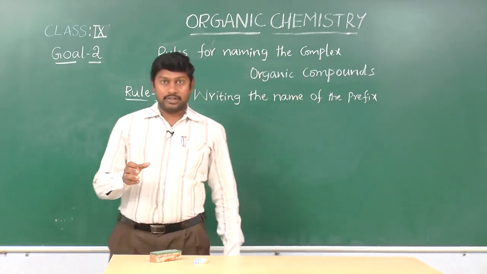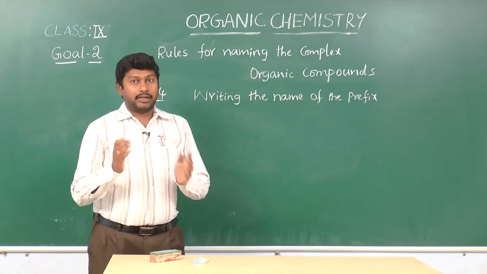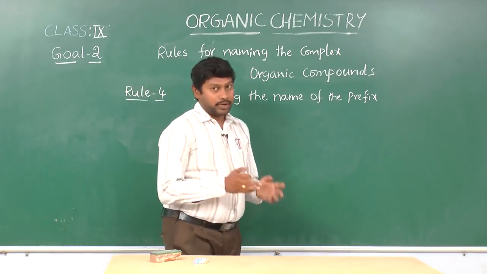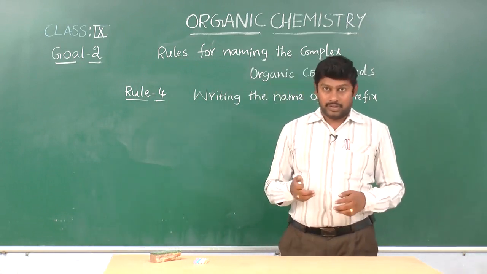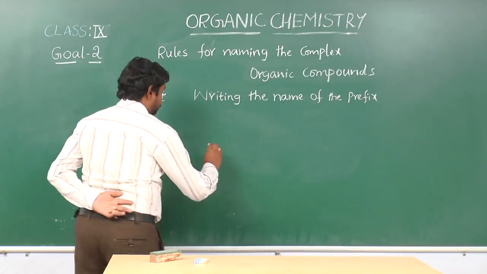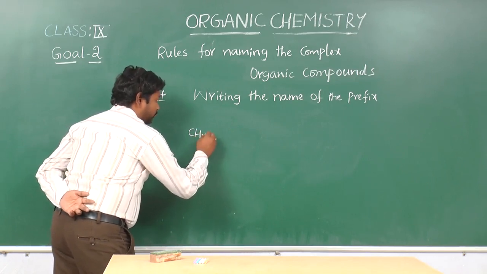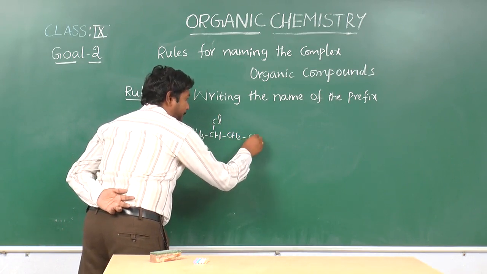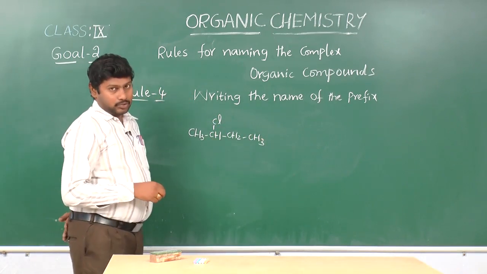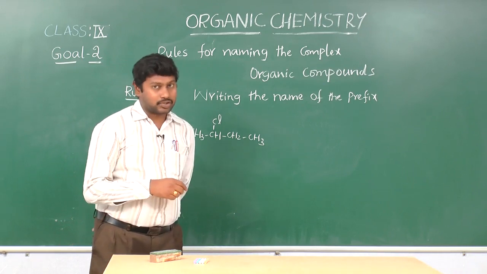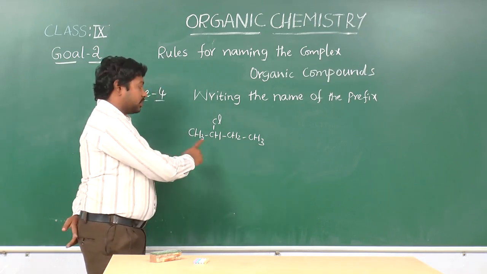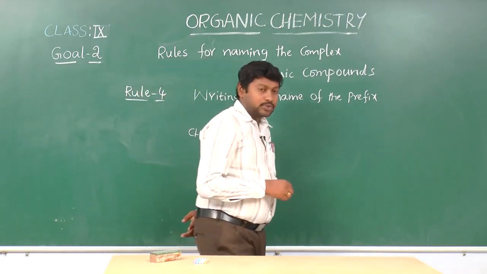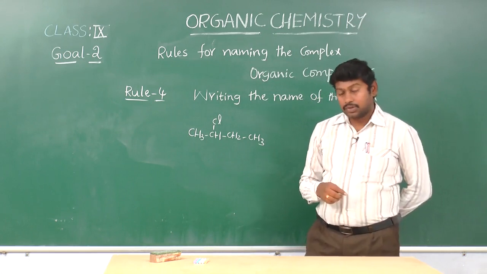and a hyphen is inserted between the locant and substituent name. For example, if you observe this example, first we should select the longest continuous carbon chain, containing 4 carbon atoms, and here the substituent is chlorine.